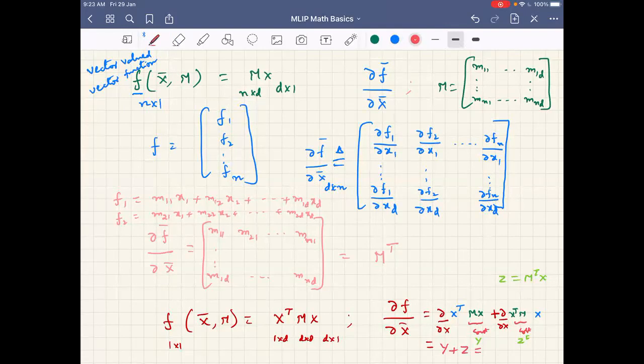Now I want to write explicitly in terms of what we have. M X, Y, transpose, plus M transpose X. So what is the final answer? Okay, this all implies what? Dou F by dou X bar in this case is equal to M plus M transpose into X. Is this fine or not?